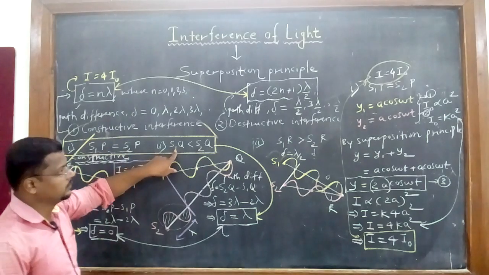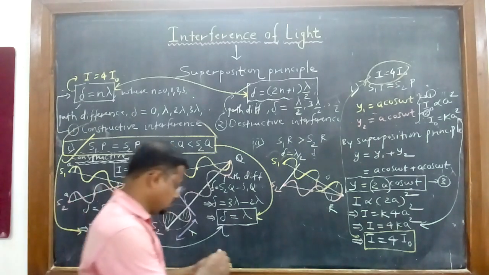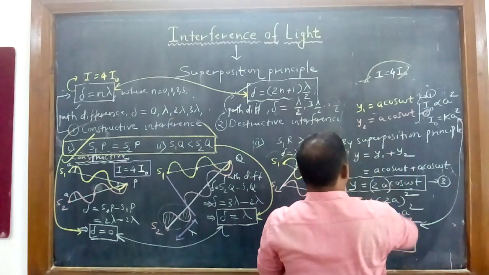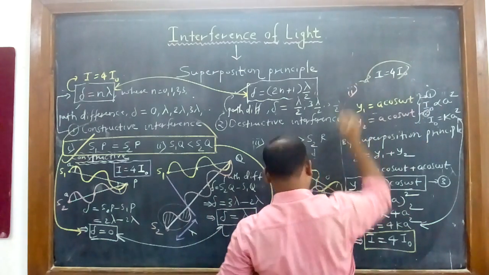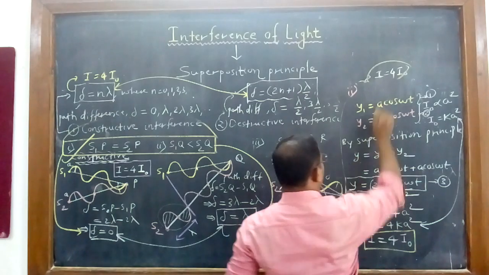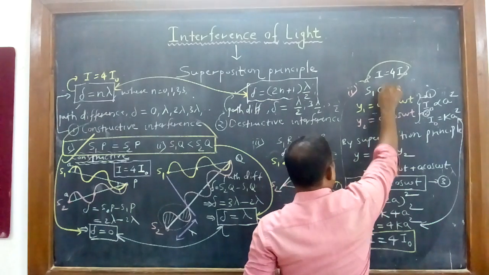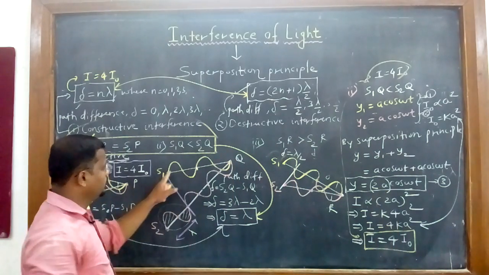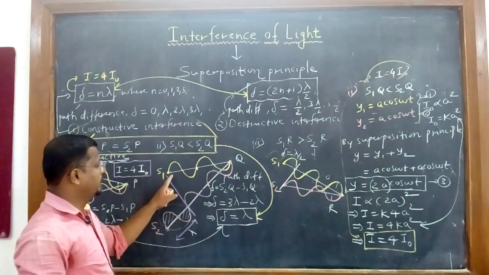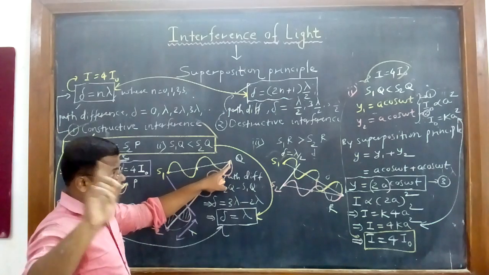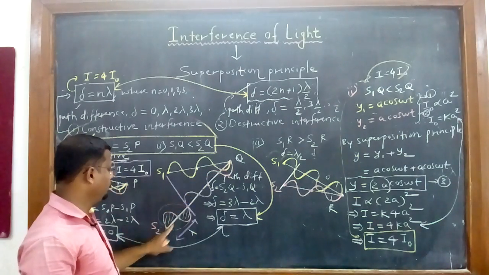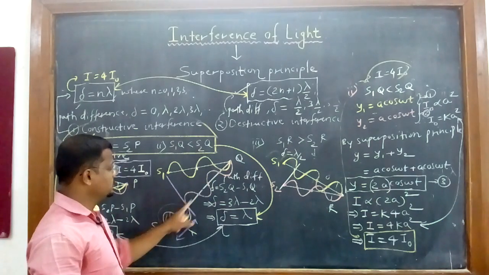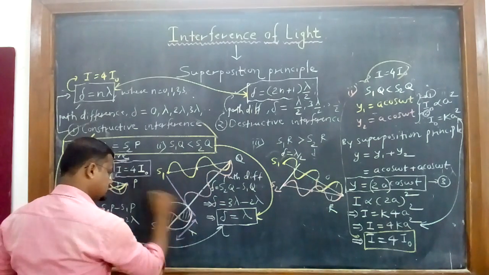Now the second one, S1Q is less than S2Q. Again this is the same condition for constructive interference. Now I am going to explain the second one. What is the second one here? S1Q is less than S2Q. Now see, the S1Q wave is Y1 equal to A cos omega t. Now what is the S2Q wave? The S2Q wave is Y2 equal to A cos of omega t minus this.